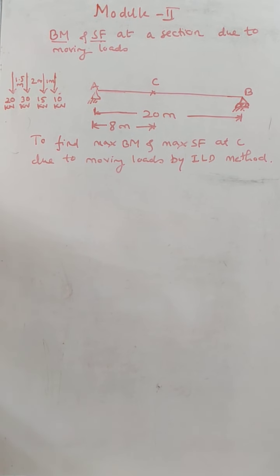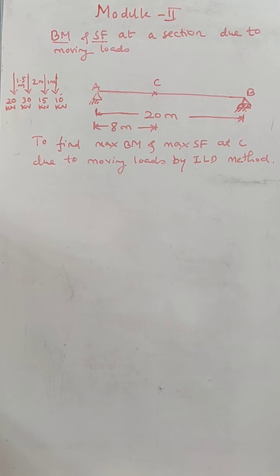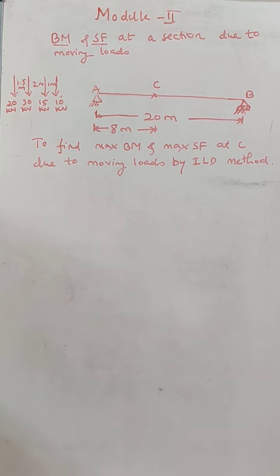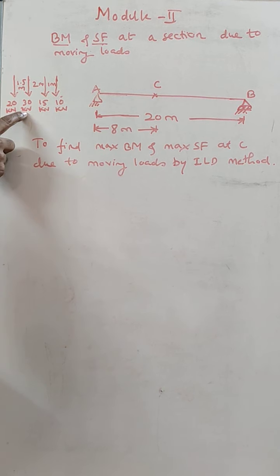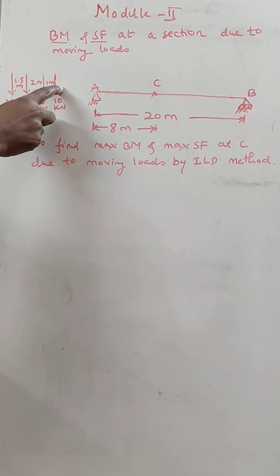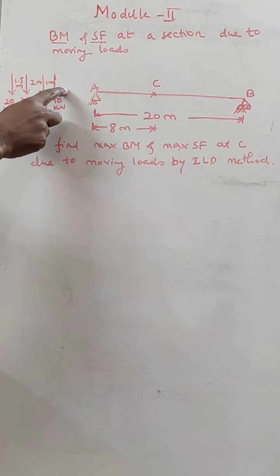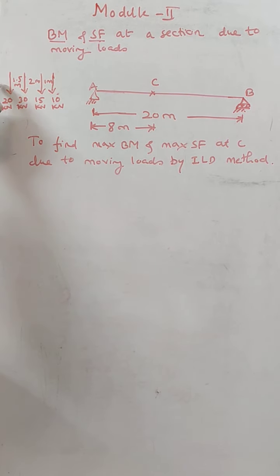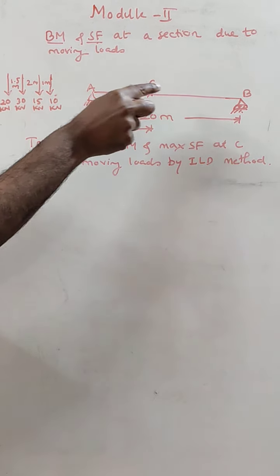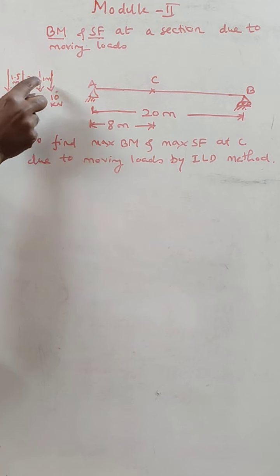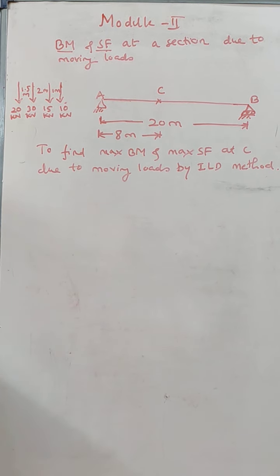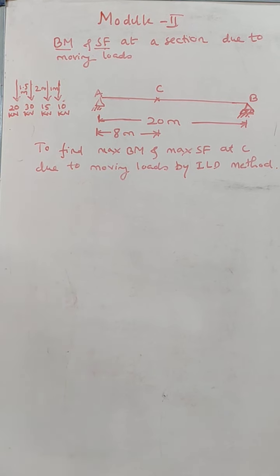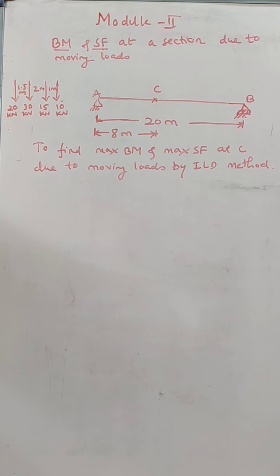Now there are 4 loads moving from A to B. These 4 loads are shown here: 20 kilonewton on the left side, then 30, 15 and 10. This 10 kilonewton is called the leading load because it is ahead of all the loads. As the loads journey from A to B, 10 kilonewton is leading, and then 15, 30 and 20 are all trailing loads. For this, we need to adopt the influence line diagram method.